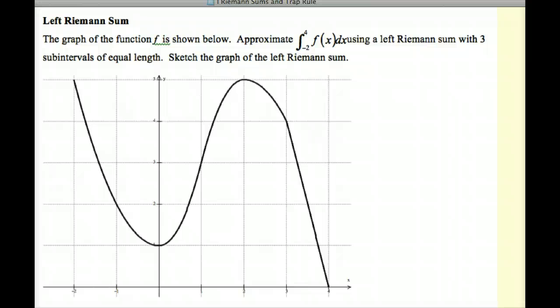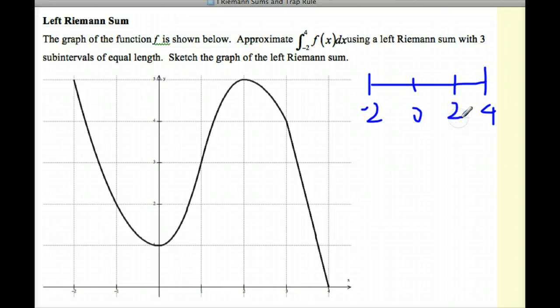If you notice the same exact graph, I want 3 subintervals of equal length from -2 to 4. So once again, I go from -2 to 4. I want 3 equal rectangles, so that also gives me -2, 0, 2, and 4. But now I want the left-hand side. So if I go from the left, here's a left-hand side, here's the next left-hand side, and here's the next left-hand side.